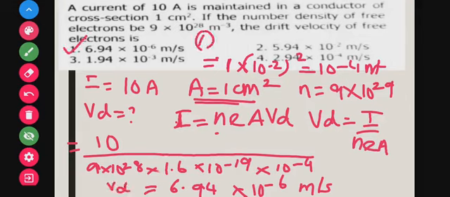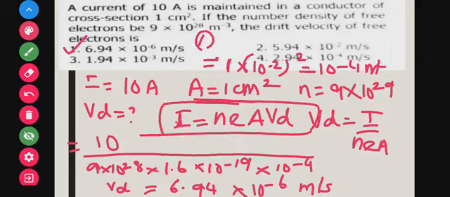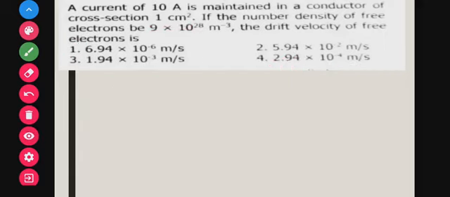For the second question, the first option is the correct answer, the formula is I equal to NEAVd, and don't forget to change the unit: centimeter square should be changed into meter square. We will move on to the next question.